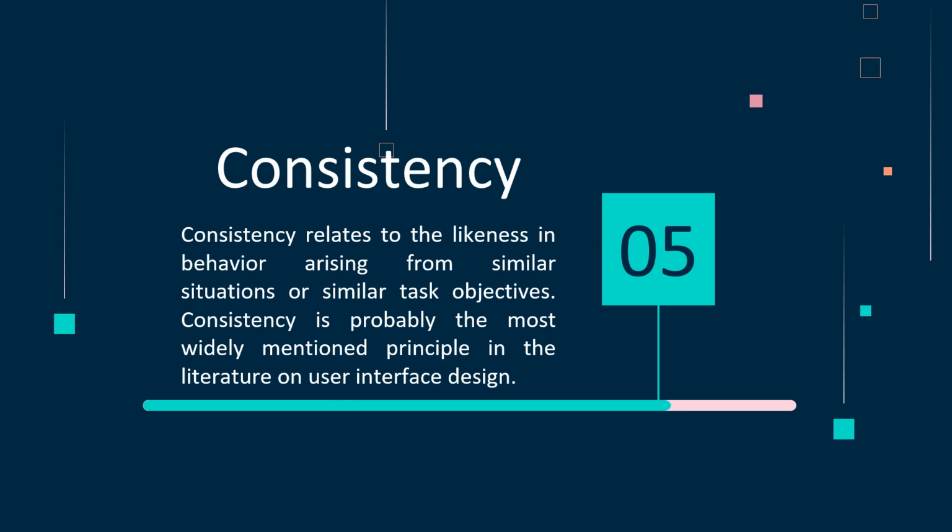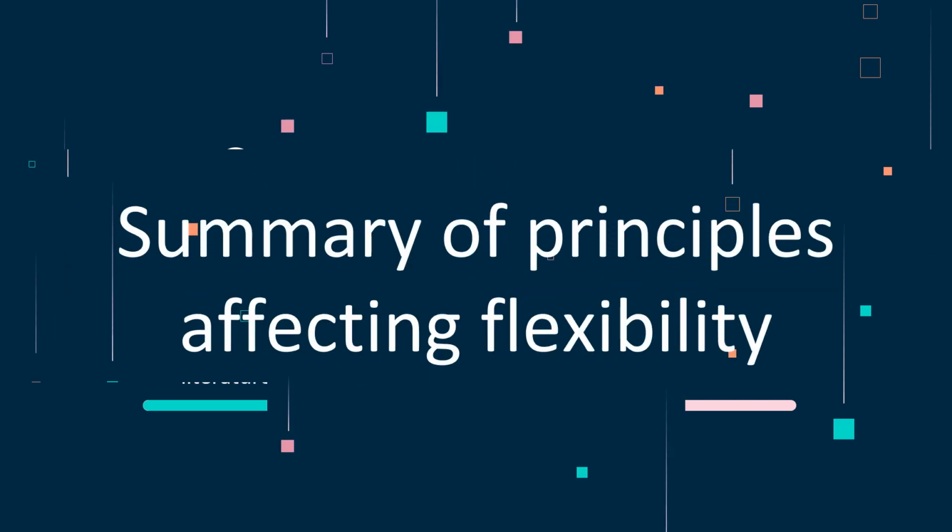Consistency. Consistency relates to the likeness in behavior arising from similar situations or similar task objectives. Consistency is probably the most widely mentioned principle in the literature on user interface design. Consistency is essential and is probably one of the most widely applied design principles in user interface design. Consistency between applications is always favorable, however, consistency within an application is essential.